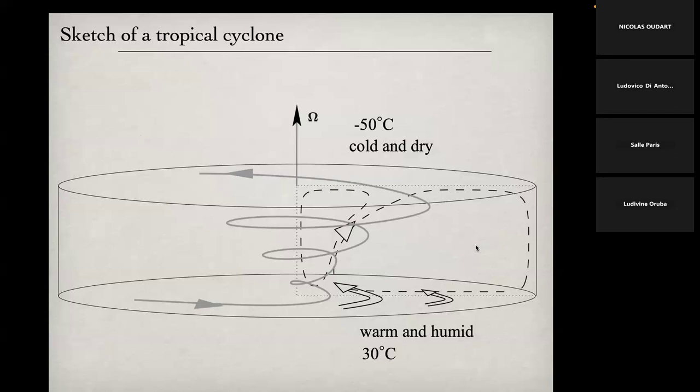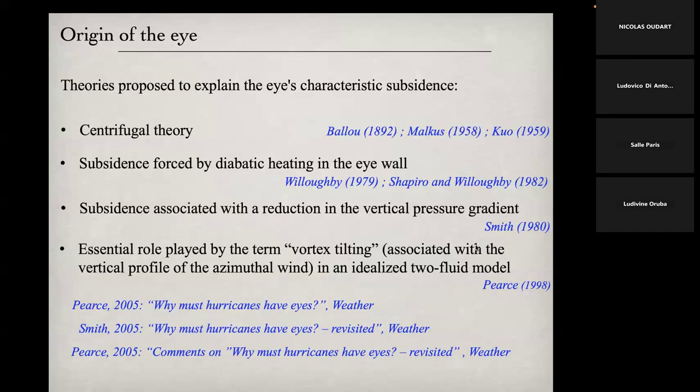And surprisingly, the origin of the eye, in other words, the origin of this downward motion on the axis, is still an open question today. So among the different theories which have been proposed to explain this subsidence on the axis, there is one which deals with diabatic heating, so release of latent heat.